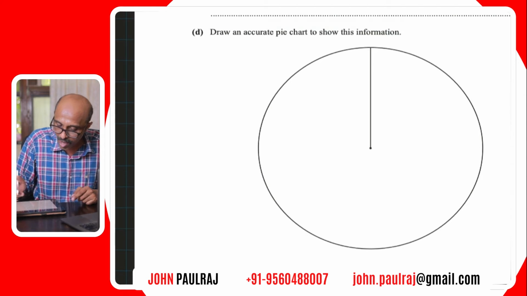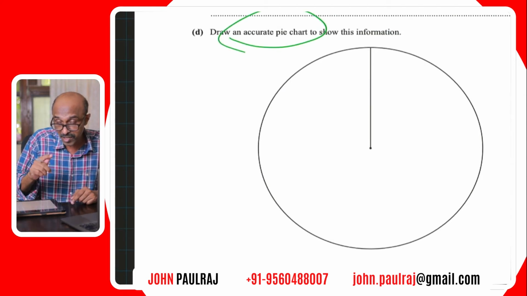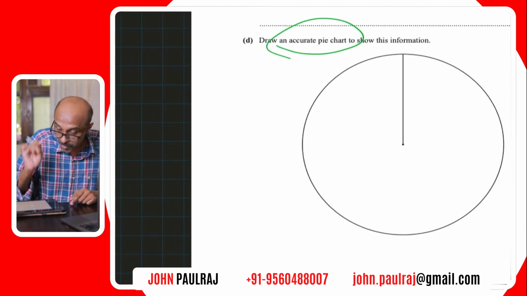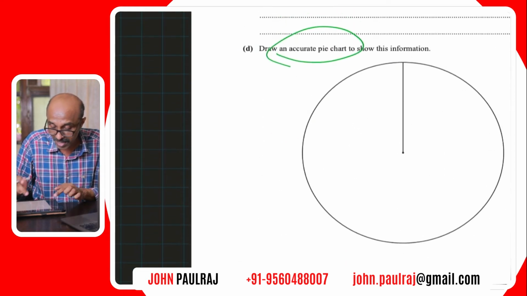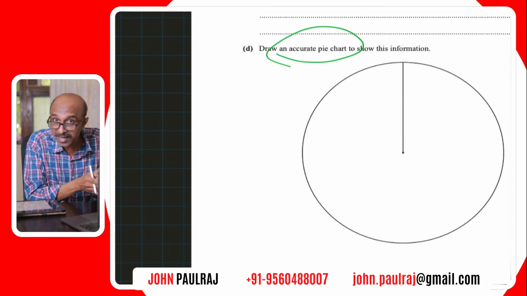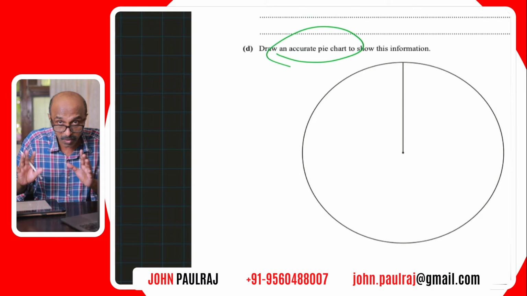It says draw an accurate pie chart. Remember, we said pie chart is reserved specifically for categorical, non-numerical data. But what you have is numerical data and you want to draw a pie chart. And it says accurate. That means the angles should be exactly the same. So you can look at the calculator, but finally, on the exam, you've got to use your geometrical tools. I'm not going to say that one more time.